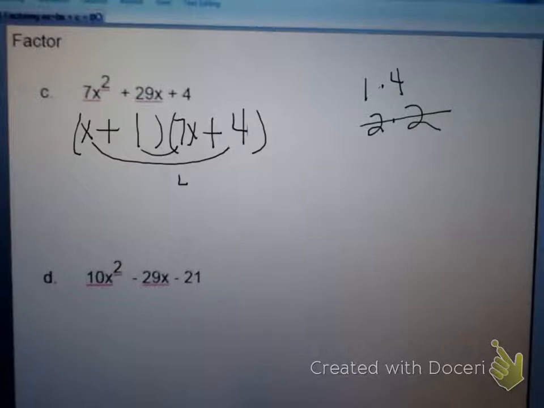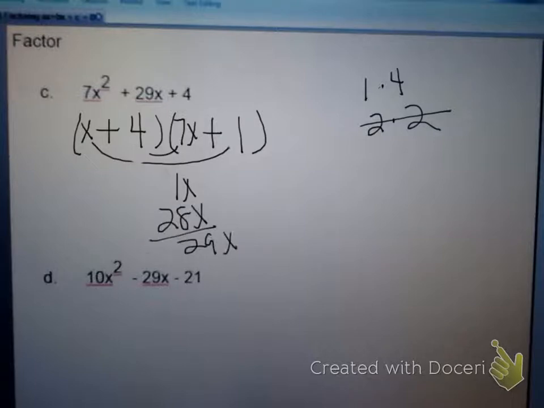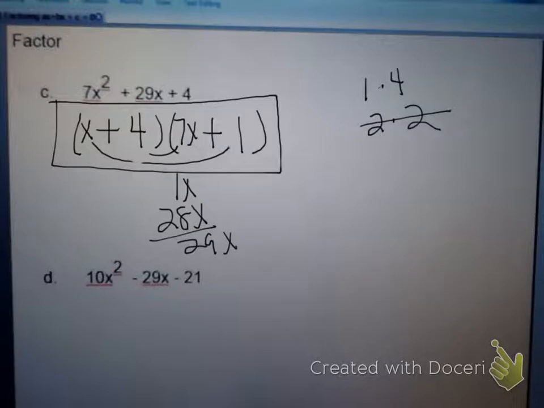So my outside is 4x, my inside is 7x, which is 11x. That is not my middle term. So I'm going to switch the 4 and the 1 around. My outside is 1x, and my inside is 28x, which is 29x, and that is my middle term. So it took me 3 times before I got the answer on that one. But again, if you don't check, you don't know if you're getting it right. So you have to check.